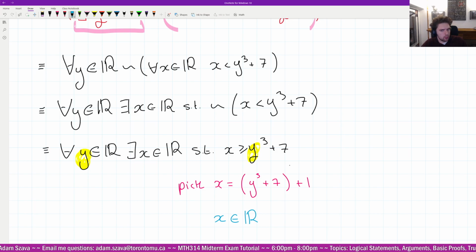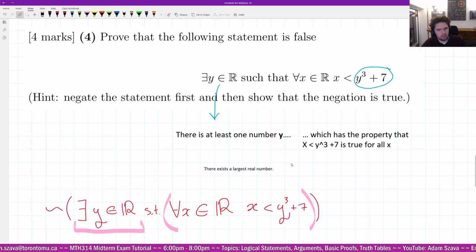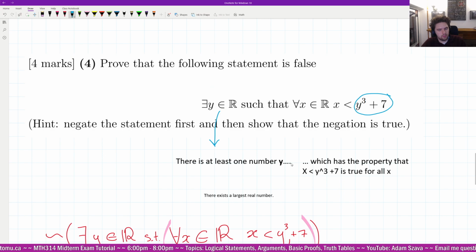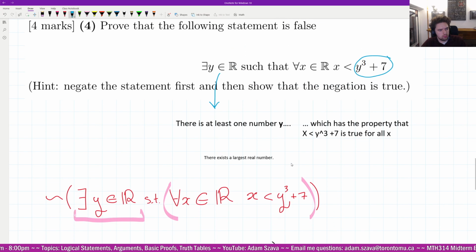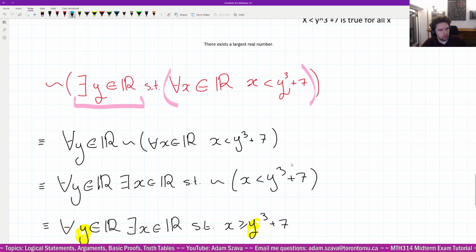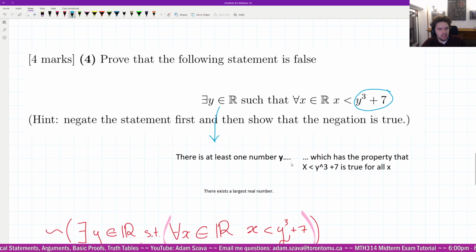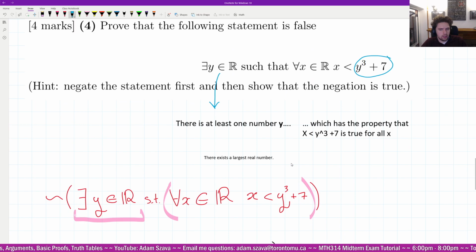Can't the first statement also be true if x equals y? The first statement, this original statement? If x equals y, then no, it can't be. Why couldn't we pick at the original statement? Yeah, it's hard to show this, right? That there doesn't exist something.